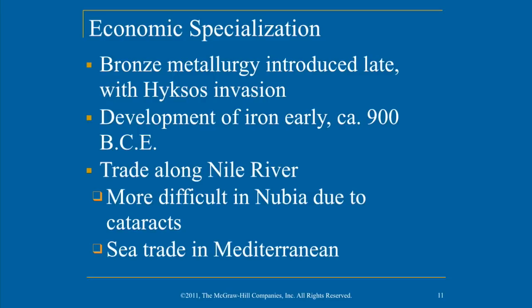That's our big theme and overarching idea that takes up these first eight chapters, that bronze metallurgy is introduced late with the Hyksos invasion. They develop iron early around 900 BCE. There's trade along the Nile River, and it's more difficult in Nubia due to those cataracts, those bubbling and rock-filled parts of the river. But eventually they'll get sea trade in the Mediterranean, especially in the northern half where Egypt, the Kingdom of Egypt, used to be.